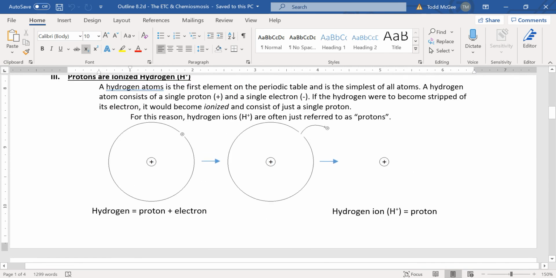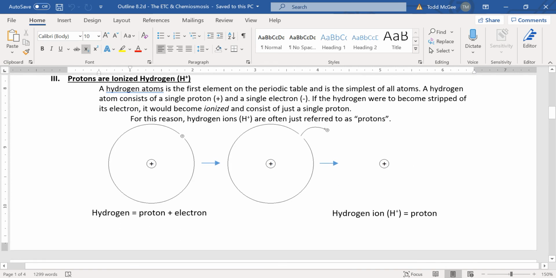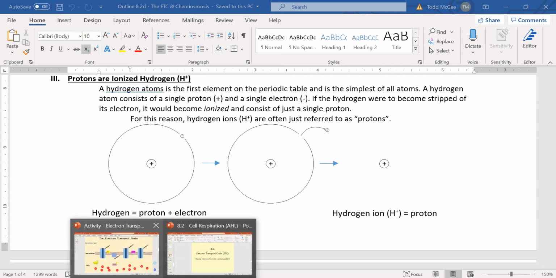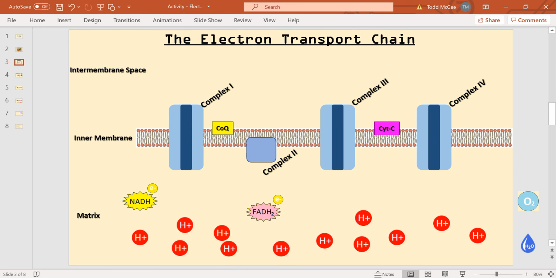And if you scroll to the bottom of my notes here, I try to illustrate this concept. For those of you that get it, you can move on, but I put this in here because, again, I know not all of you have a strong chemistry background. It's basically just a single proton, but we call it a hydrogen ion. These are down in the matrix. Now let's go ahead and start this chain.